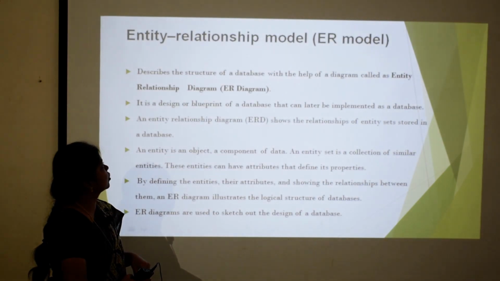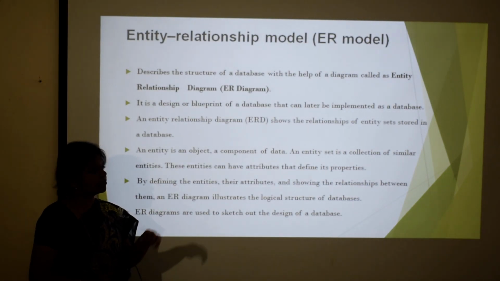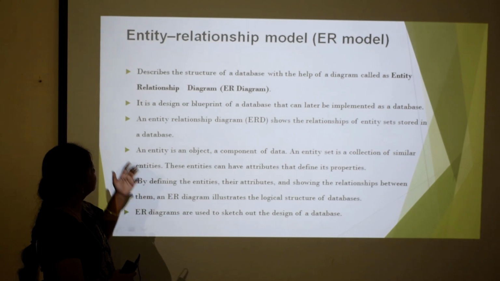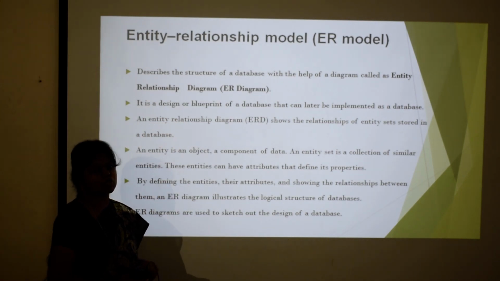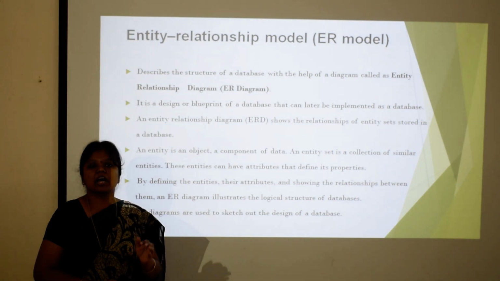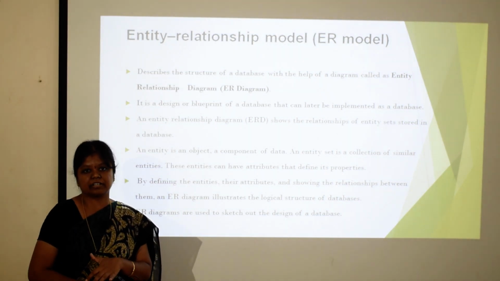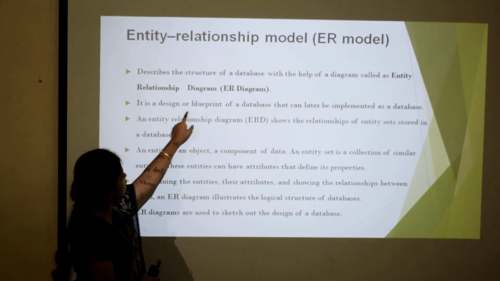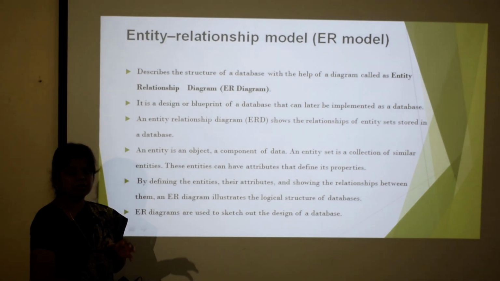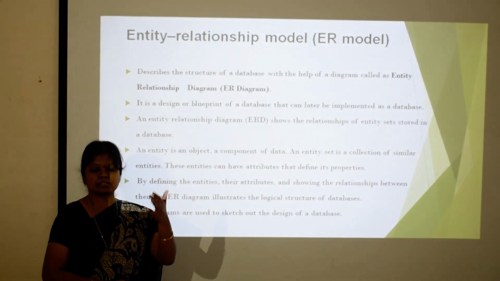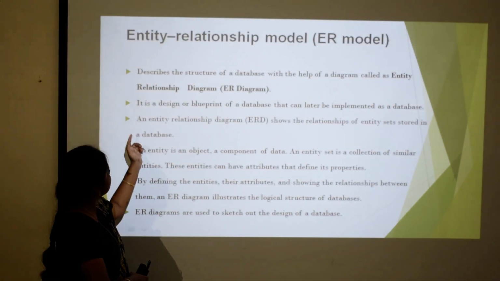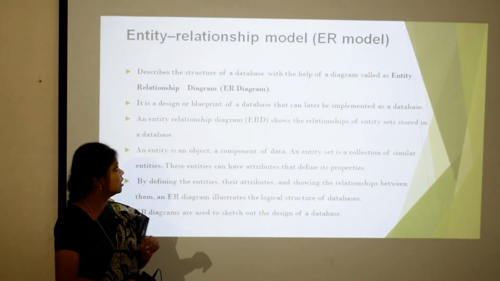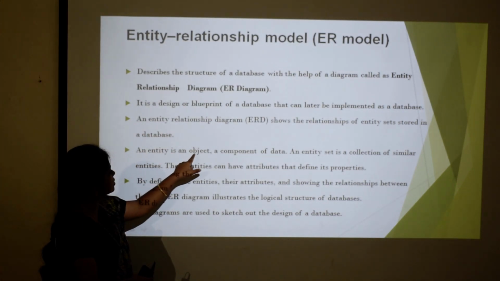Next, we are going to the entity relationship model. This is my topic. The entity relationship model describes the structure of the database. You define a database and the structure is designed with the help of a diagram, a diagrammatic model. It is called the entity relationship diagram, the ER diagram. With the help of a diagram, you discuss the database structure. Before getting into the entity relationship diagram, we should know what an entity is. See this, an entity is an object.